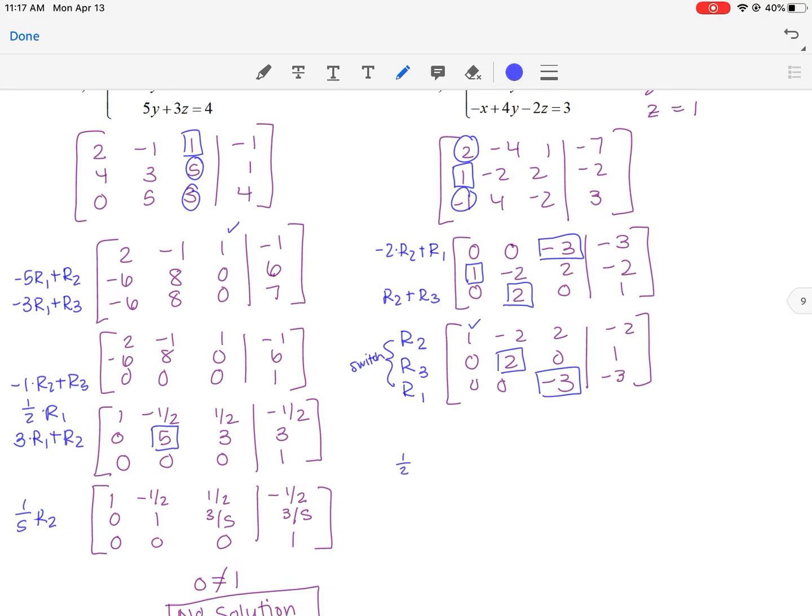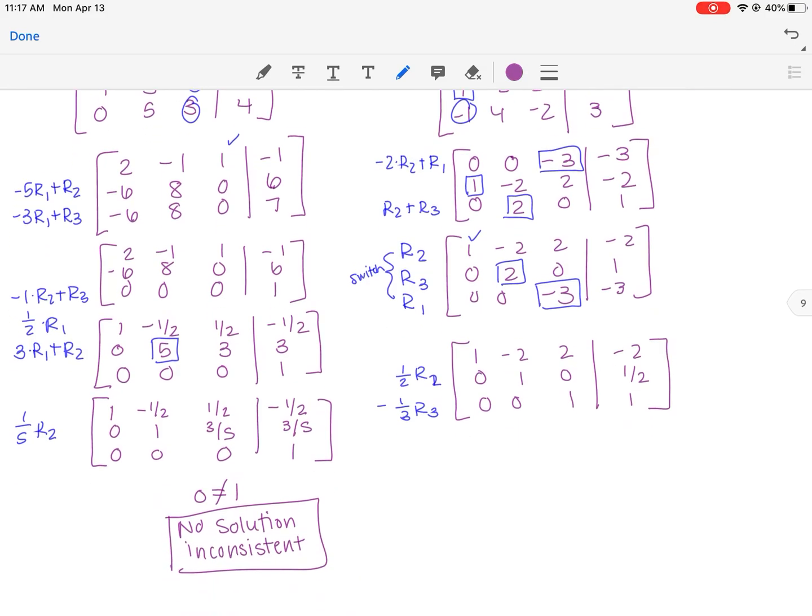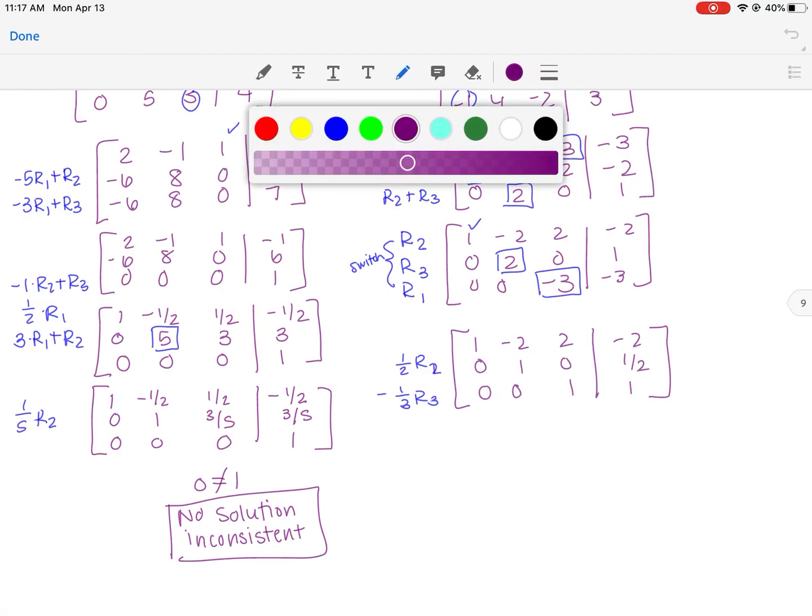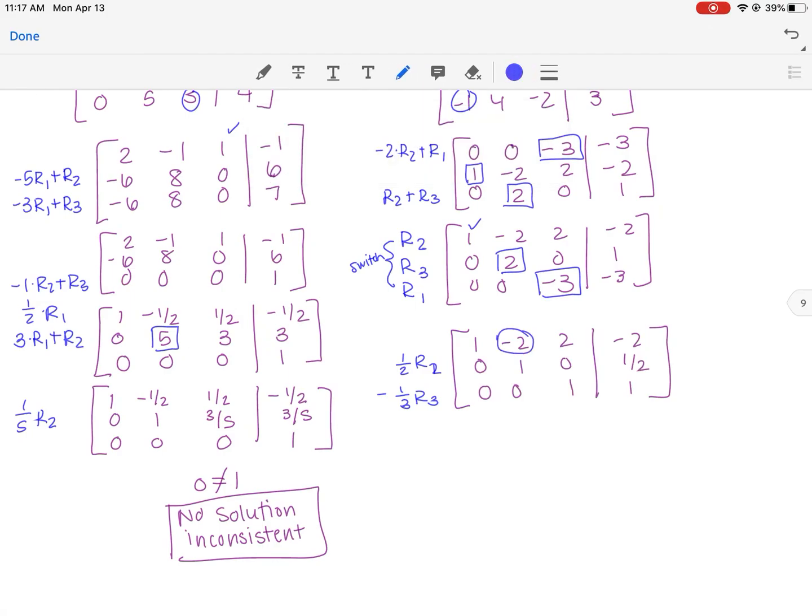So now, let's go ahead and I'm going to focus. I've got this whole row done. I want to make that a 1 and same with this. So if I make those two 1s, I'm going to do 1/2 of row 2 and negative 1/3 of row 3. And notice, these are now new row 2 and new row 3. Okay, so we have not changed the first row at all. And now I get 0, 1, 0, 1/2, 0, 0, 1, and then 1 as well.